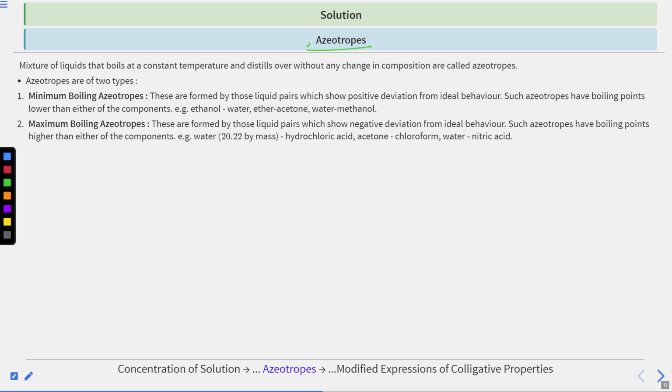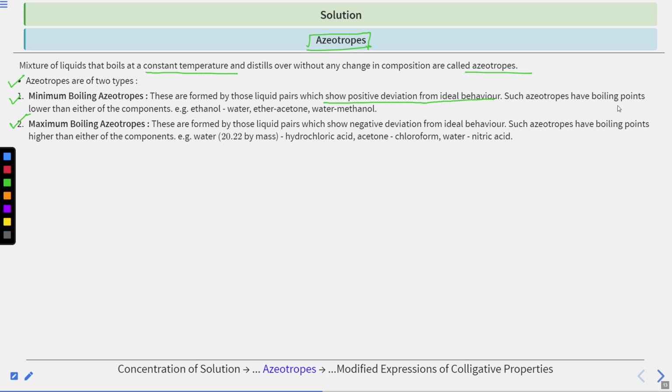Azeotropes. So what are azeotropes? Mixtures of liquids that boil at a constant temperature and distill over without any change in composition are called azeotropes. Azeotropes are of two types. First is minimum boiling, second is maximum boiling. Minimum boiling azeotropes are formed by those liquid pairs which show positive deviation from ideal behavior.